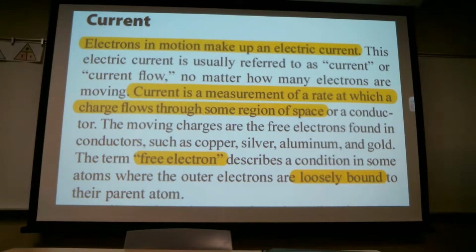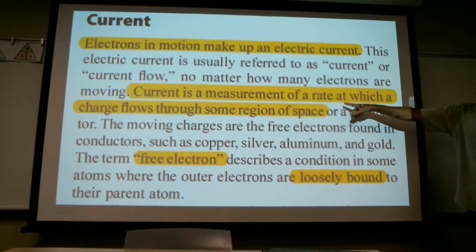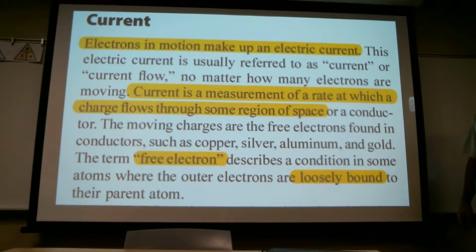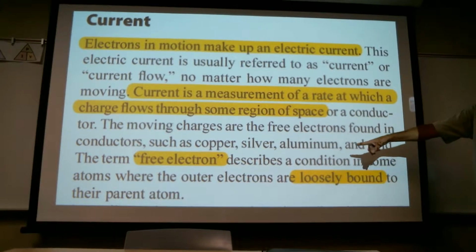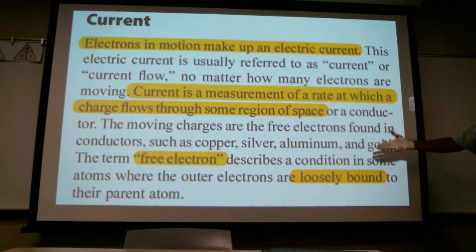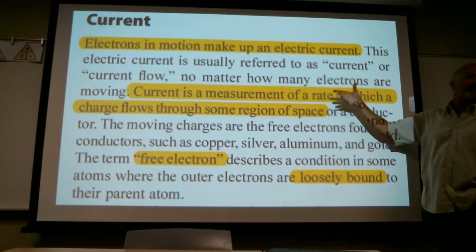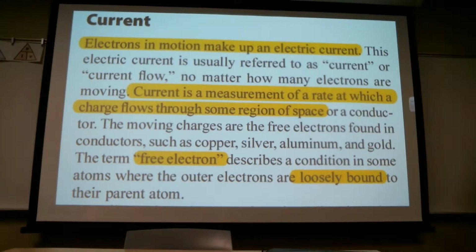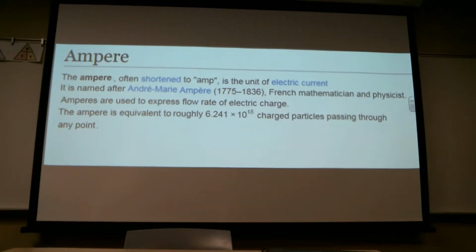Electron current. Electrons in motion make up an electrical current. Current is a measurement of the rate at which a charge flows through some region of space. The term free electron describes a condition in some atoms where the outer electrons are loosely bound. So current is a rate. A rate is a time. And I think it's described here.